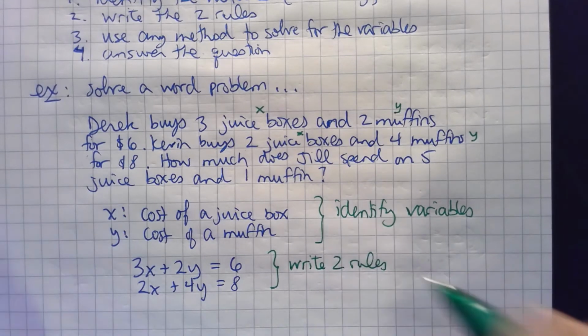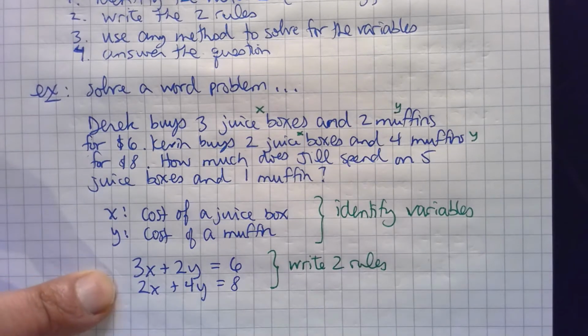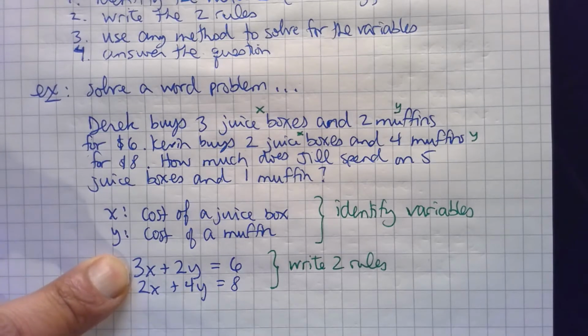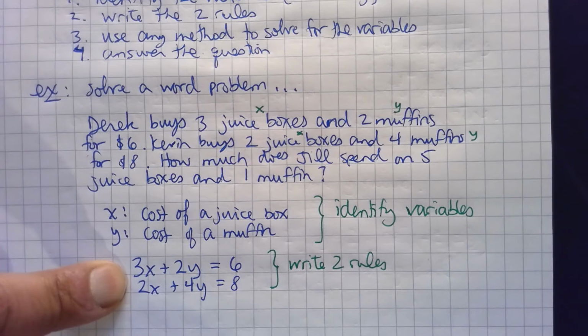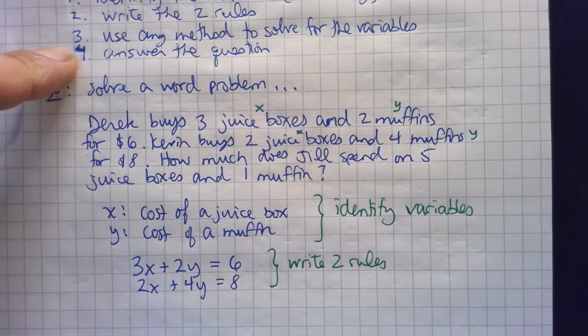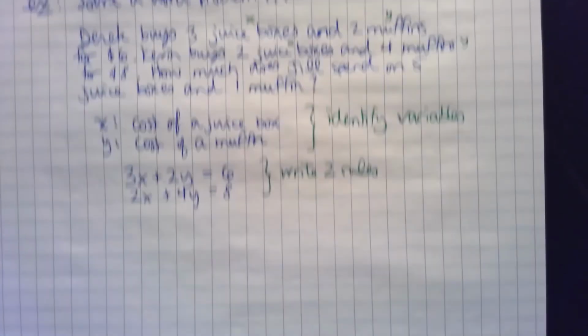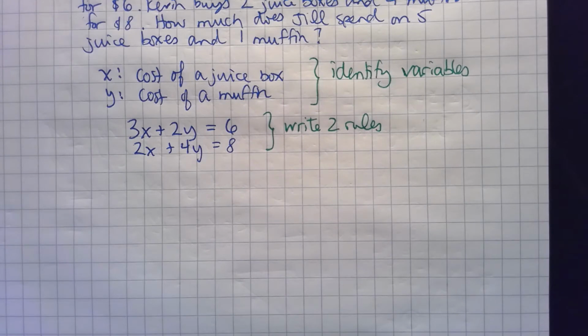Now we have a system. But now once we have the system, this is what we spent the last week on, developing all these strategies in order to solve it. And you can see it is set up really nicely to solve this by elimination. So step 3 is use any method to solve for the variables. That's what I'll do next. I'll solve using probably elimination here.